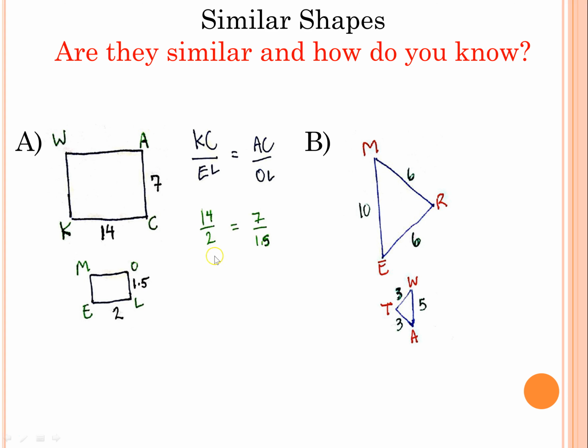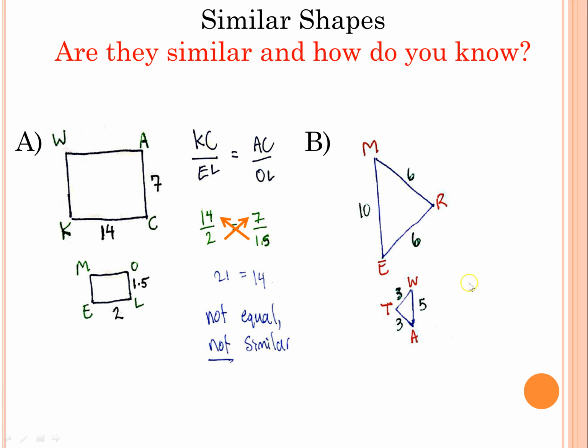Put the numbers in, and now I've got two fractions, and if they are similar, the ratios have to equal each other. So I'm going to multiply: 1.5 times 14 and 2 times 7. Okay, so whip out those calculators. Kaboom! I've got 21 is equal to 14. Houston, we've got a problem. They're not equal. 21 does not equal 14, so WHAK and MOLE are not similar rectangles.